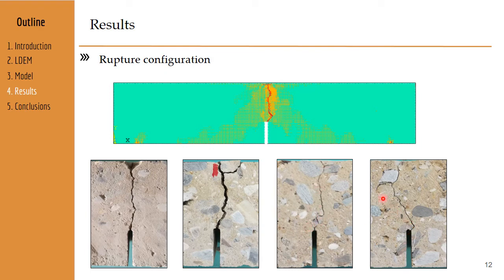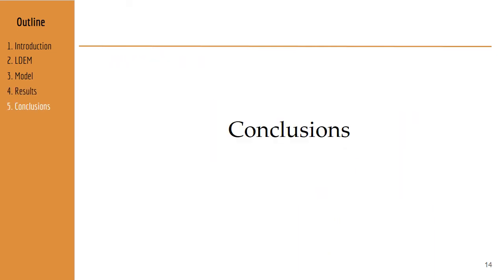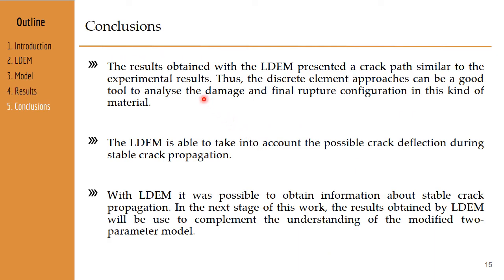experimental test. Here we divide the model into three parts in the thickness direction, the parts A, B, and C, to observe the shape of the crack in these three parts. And we can observe that the LDEM is able to simulate the tortuosity of the crack, like occurs in the experimental test. So the results obtained with the LDEM present a crack path similar to the experimental results.